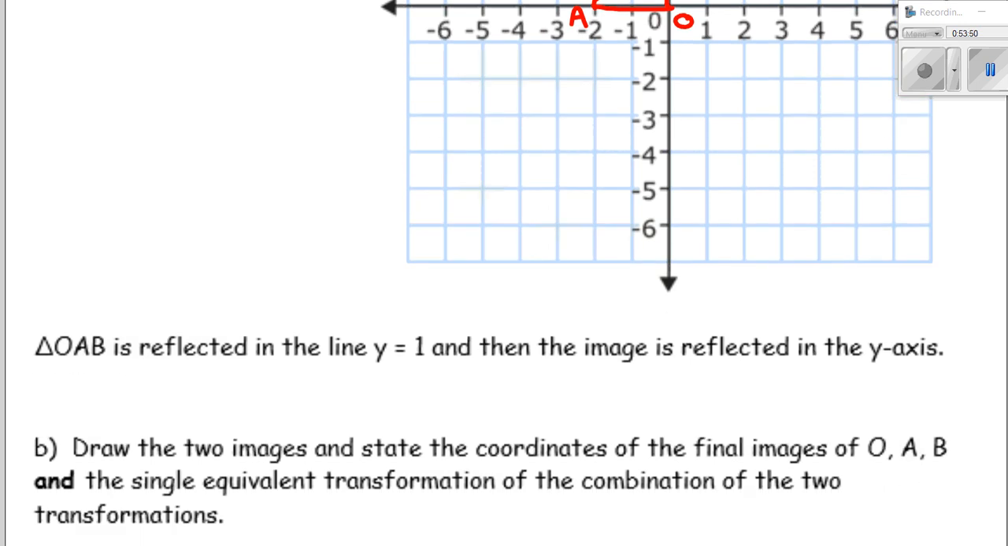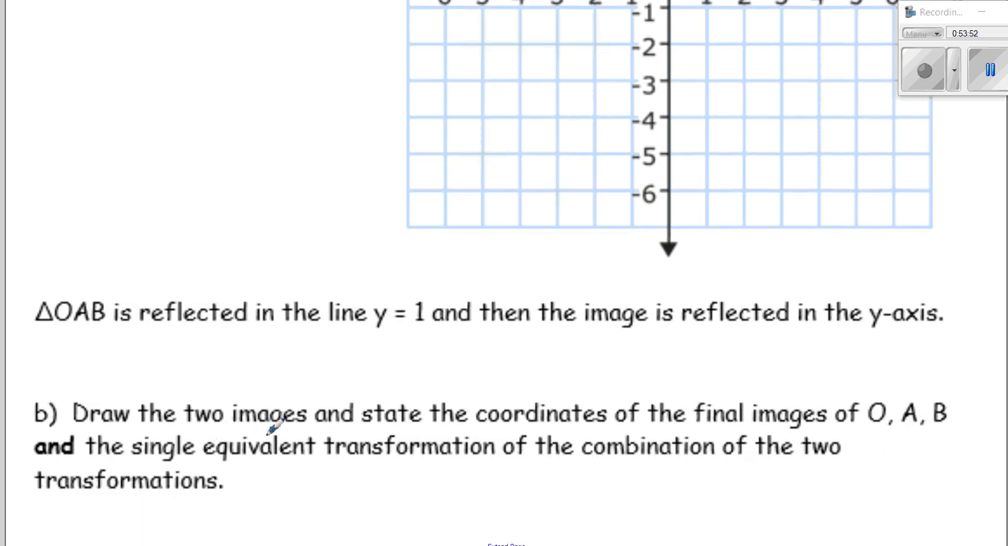What's part B asking us to do? Draw the two images. So draw the image after this one first, and then draw the image after that one next. And state the coordinates of the final image. So state the coordinates of what happens after you've done this. And the single equivalent transformation. So just what we were asked to do before. I'm going to do this one in black, like my little habit has become. And I'm going to do this one in purple.